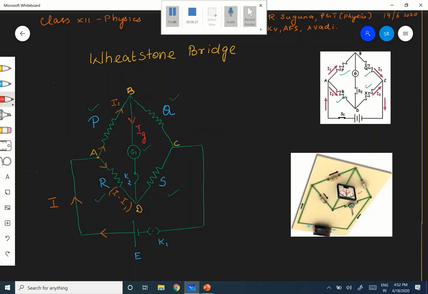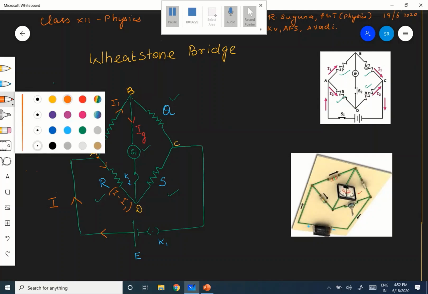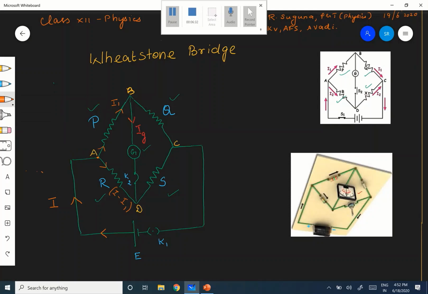Current through the galvanometer is Ig. Now, what should be the current in the branch BC? Therefore, BC should be I1 minus Ig. Correct? I1 minus Ig. Only then at the point B, there won't be any accumulation of current. Whatever current is entering, that should definitely leave the point.